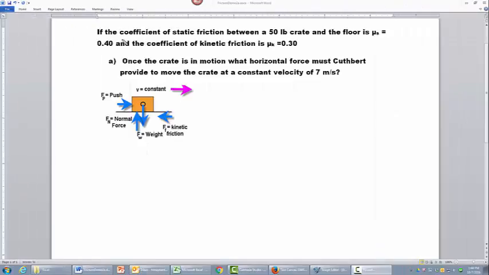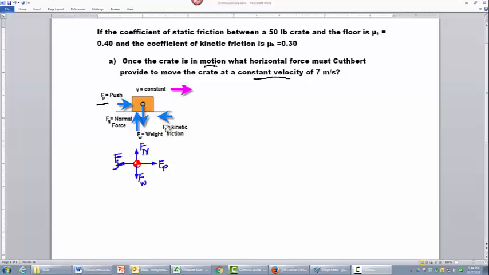Demonstration problem. If the coefficient of static friction between a 50-pound crate and the floor, mu sub s, is 0.4, and the coefficient of kinetic friction, mu sub k, is 0.30. Part A. Once the crate is in motion, what horizontal force or push must Cuthbert provide to move the crate at a constant velocity of 7 meters per second? In other words, what is this push that Cuthbert must provide?